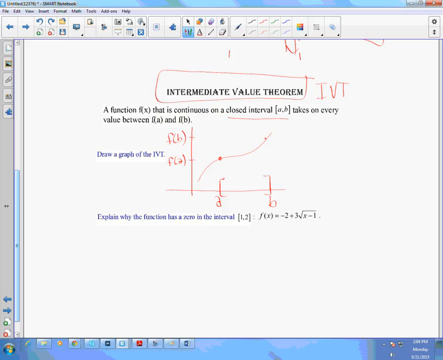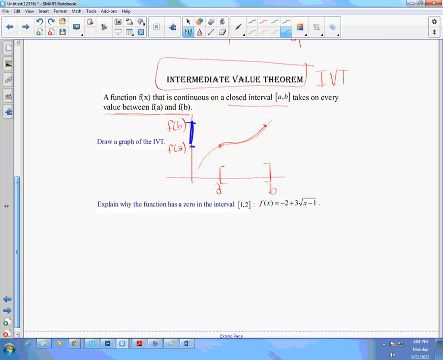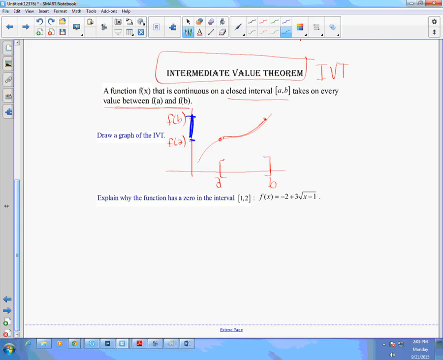So the intermediate value theorem says if our function is continuous on the closed interval a to b, then every point in between takes on every value between f of a and f of b. Meaning every point in between must take on every height in between f of a and f of b. All of these values must be represented. Here's a problem. Explain why the function has a 0 on the closed interval 1 to 2.